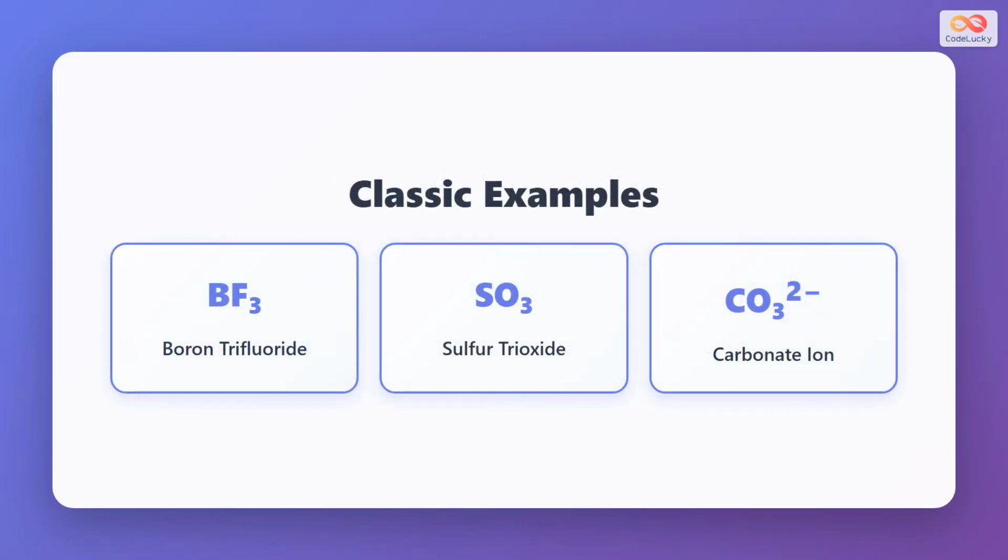Let's look at three classic examples of trigonal planar molecules. Boron trifluoride, BF3, is perhaps the most common example, where boron is the central atom bonded to three fluorine atoms. Sulfur trioxide, SO3, has sulfur at the center with three oxygen atoms. The carbonate ion, CO₃²⁻, features a carbon atom bonded to three oxygen atoms and carries a -2 charge.